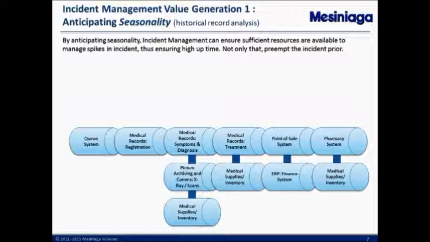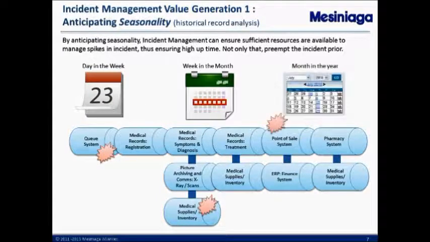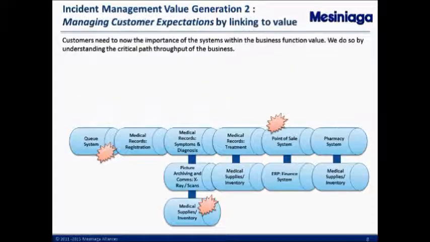Incident management shows immense value when the IT outsourcer is able to anticipate seasonality. This is a skill that every IT outsourcer needs to have. Analyzing your incident management reports, knowing when peak periods are, within a day in a week, within a week in a month, and within a month in a year. And when you're able to analyze peak periods, you'll be able to preempt and prepare your IT systems for failure. Because at peak periods, failures cost a lot of money to the business.